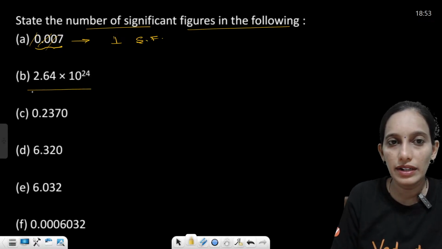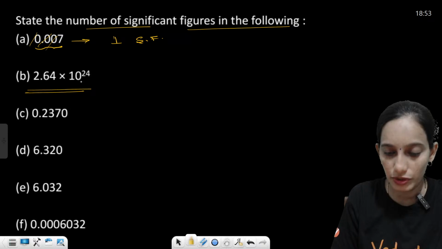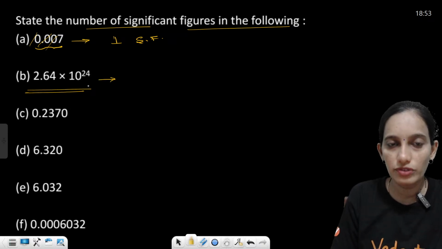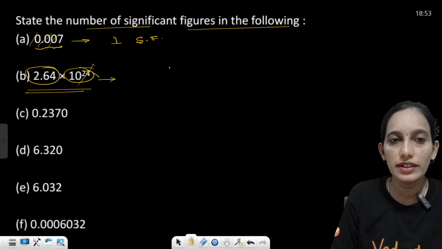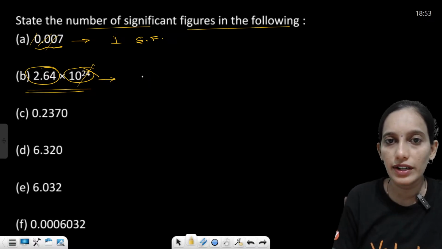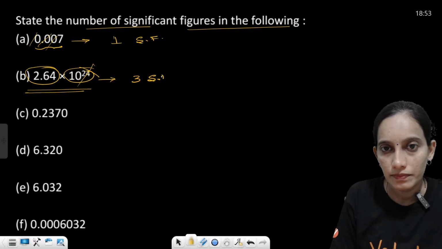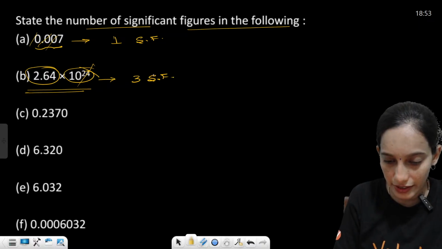Then we have a number like this, 2.64 into 10 power 24. What is the number of significant figures here? The powers of 10 are not significant. We have to consider only 2.64, which means it is going to have 3 significant figures. Okay, please try answering.